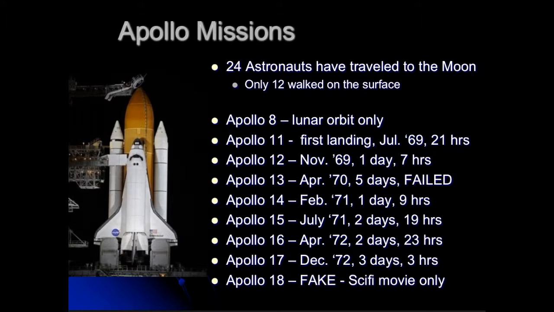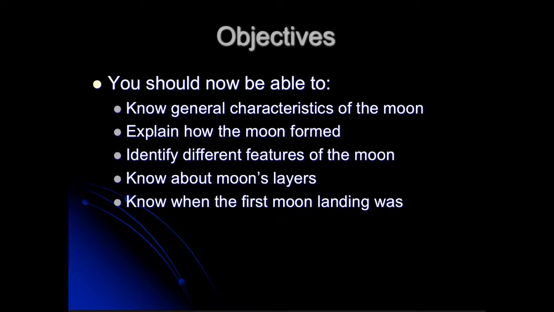And you don't have to write this, but just as general information, there have been 24 astronauts that have traveled to the moon, and of those 24, only 12 have walked on the surface. Apollo 11 was the first landing in July of 1969, then Apollo 12 later in 1969. Apollo 13 was an attempted mission to the moon, but they were never actually successful. Apollo 17 was the last time a man has actually stepped foot on the moon, and Apollo 18 is a fake movie.